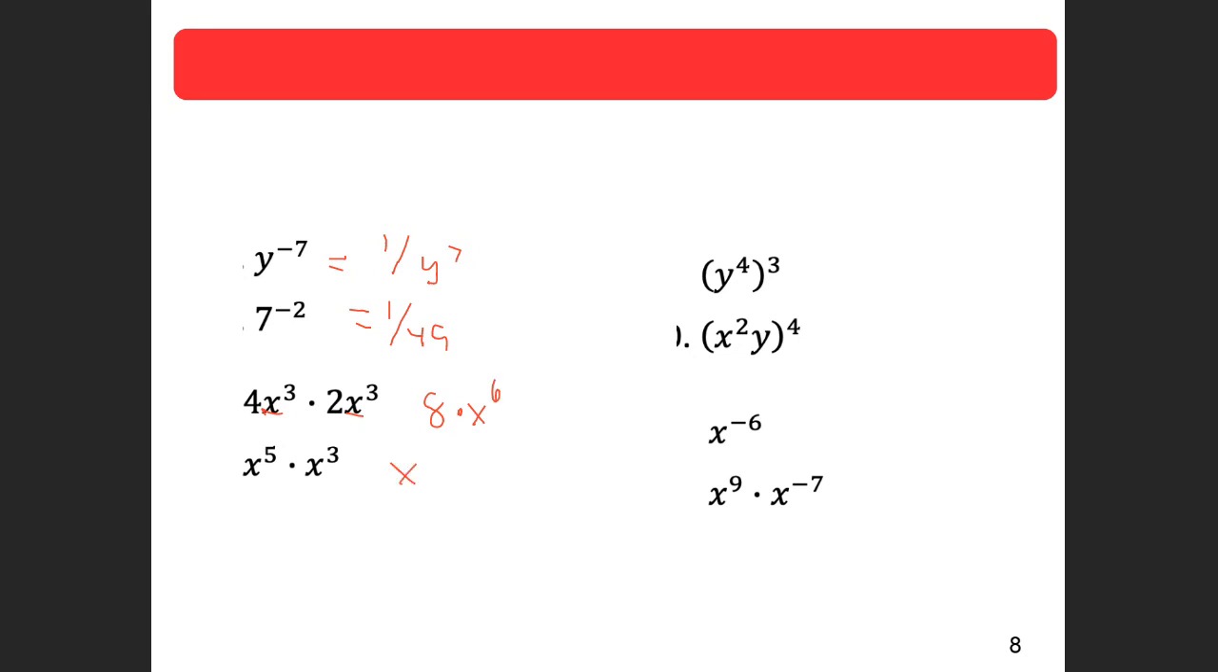Here, this would give me x to the 8th. Here, I have a power to a power, so that would be y to the 12th. Here, the 4 is on the outside, so it goes to each one, so that's x to the 8th, y to the 4th. Here, I have a negative exponent, so that would be 1 over x to the 6th. Here, I would rewrite this as x to the 9th over x to the 7th, but that would reduce down to x to the 2nd. That's this first type of problem that is going to be on the assessment this week. You're going to have an assessment where it just asks you to simplify some exponents down.